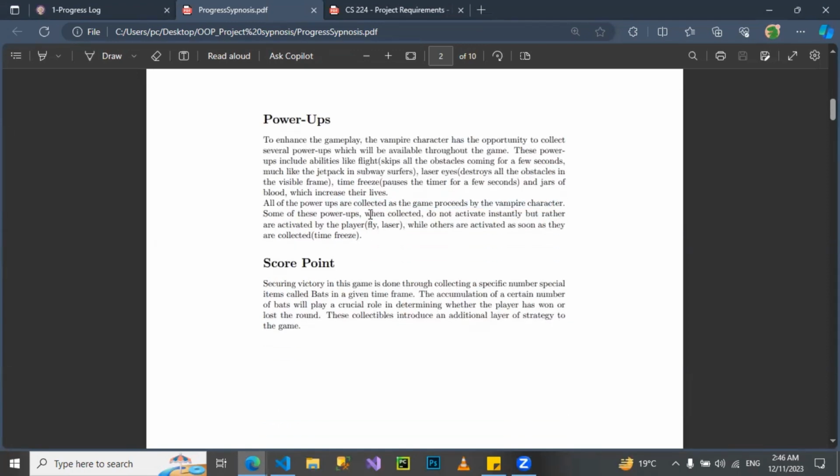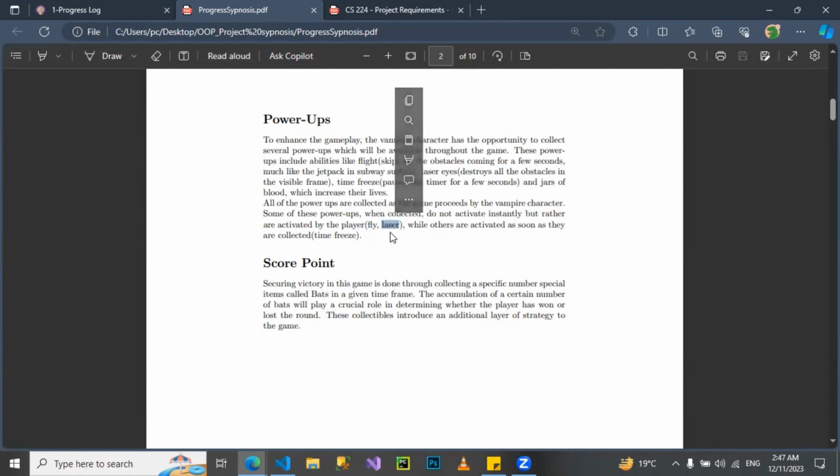Some of these power-ups, when collected, do not activate instantly, but rather are activated by the player. For example, fly and laser. So this is something like how hoverboards are used in Subway Surfers. When you double tap, the hoverboard is activated. Similarly, when I will be pressing the F key, if my vampire has collected a fly power up prior to pressing the F key, the vampire will be able to fly and avoid all obstacles.